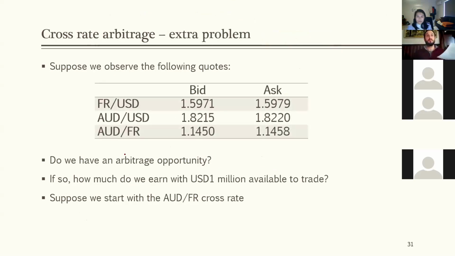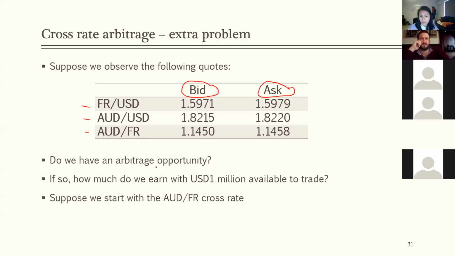Okay, so I thought today's workshop was going to be short, so I introduced the cross rate arbitrage problem at the end, so we can use it to revise the cross rate arbitrage calculation. In this arbitrage problem, we've got the same as before. The only difference here is I introduced the bid and ask spread. So we still have three different currency exchange rates, but instead of just having one rate, we are going to have the bid and the ask rate.